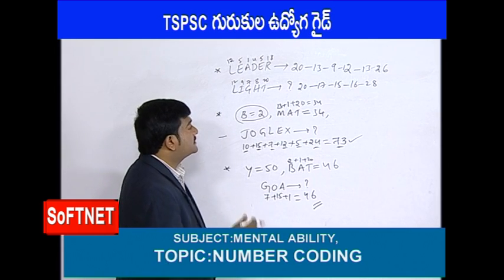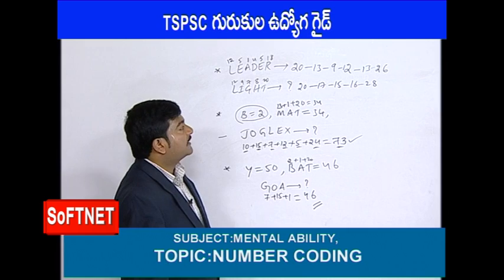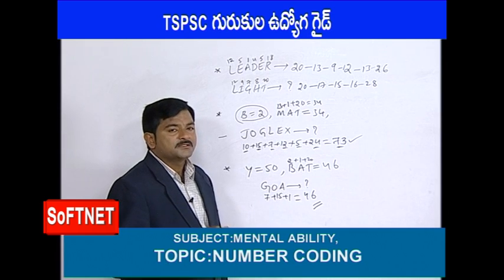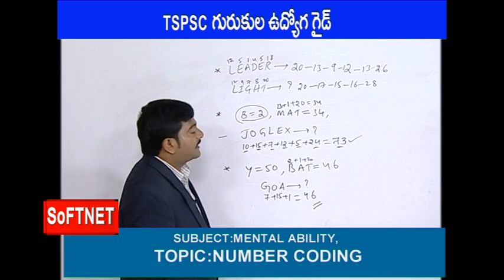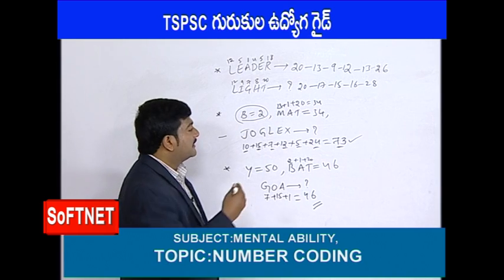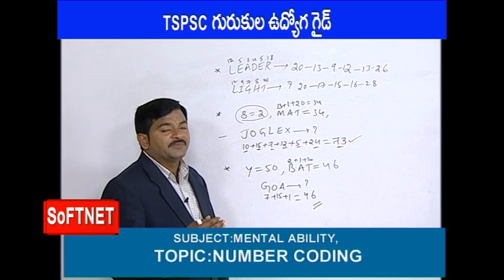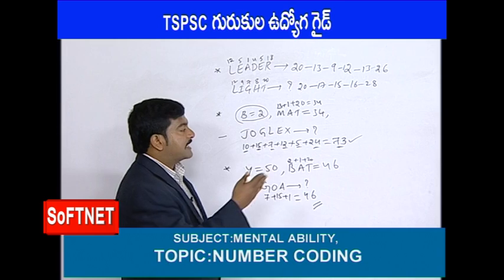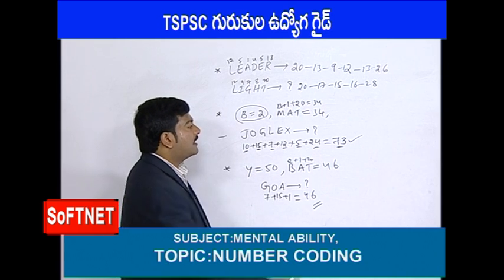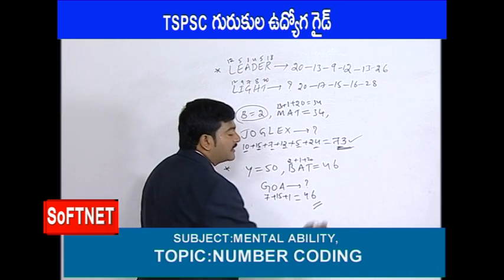I hope you understood these three examples. First example, what is the concept involved in first example? Simply he added plus 8 to each and every letter. What is the concept involved in second example? Simply corresponding alphabets ki numbering ichadu, aa numbers ni add cheyadam dwara we are getting that. Okay. So it's not 70. Once again observe, it's 73.